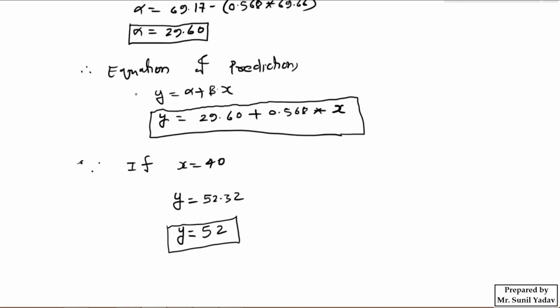What we have done over here now, here we have estimated the equation of prediction, and the equation of prediction is nothing but y equal to 29.60 plus 0.568 into x, and again in the second case they are asking what will be the final year marks if the midterm marks is 40. So here we'll put x equal to 40, and after substituting x equal to 40 we can calculate the value of y, and value of y is nothing but 52. Hope this problem is clear to you now, and from the next lecture we'll start with another problem, that is nothing but multiple linear regression.